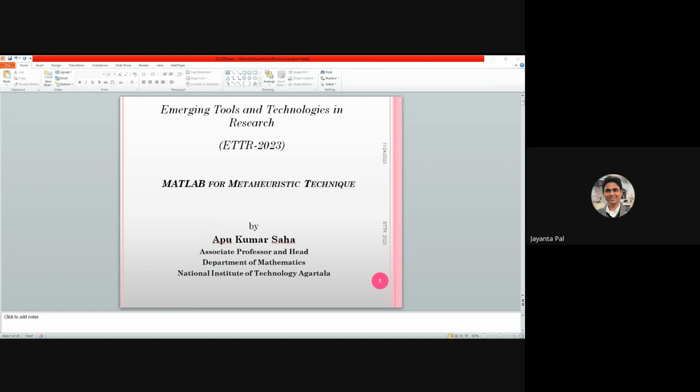I'd like to introduce the speaker to the participants. Dr. Uppukumar Saha is currently working as Associate Professor at the Department of Mathematics, National Institute of Technology, Agartala. He completed his MSc with gold medal and PhD in 2019 and 2022 respectively. Dr. Saha has more than 15 years of glorious experience in teaching and research. His research interests are applied mathematics, optimization techniques, computational fluid dynamics, multi-criteria decision making, computational study, etc.